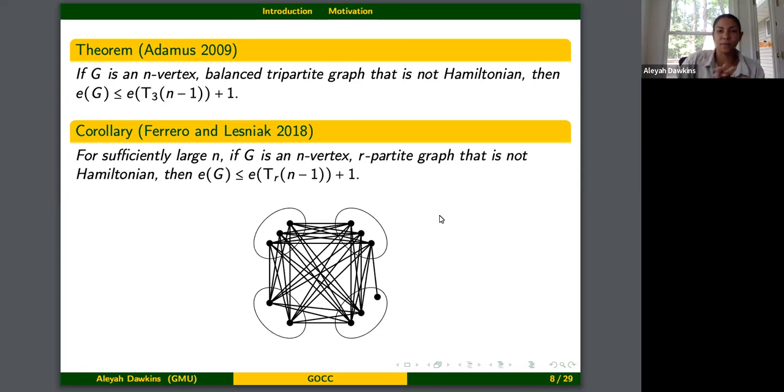And here's an example of a graph that would obtain that maximum number of edges. As you can probably guess from the edge bound, it's going to be the Turán graph on n-1 vertices, and then that 1 is going to come from that pendant edge to join that last vertex. Great, so we used this idea from Ferrero and Lesniak to also address the K_{r+1}-free case, because if your graph is K_{r+1}-free, it happens to be r-partite. So we're looking at the larger class on top of this, right?